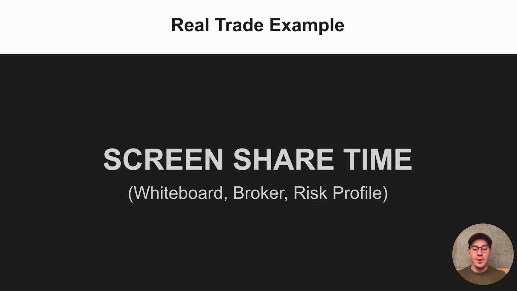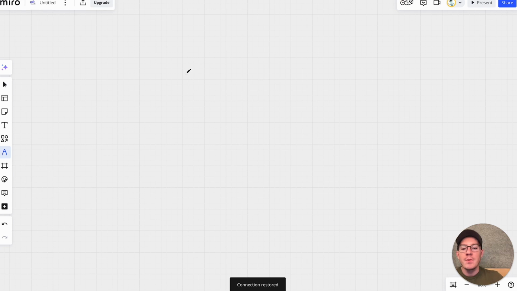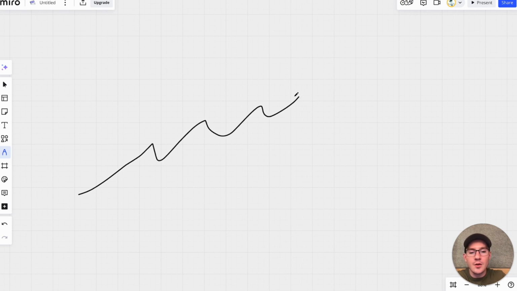Okay, now let's look at a real trade example. Let me share my screen, whiteboard it out, and actually make sure you understand what's going on here. Okay, so if we're looking at a 112 trade, let's break it down one more time just to make sure you understand. Let's say this is a stock just minding its own business, trending up like the S&P 500, okay?